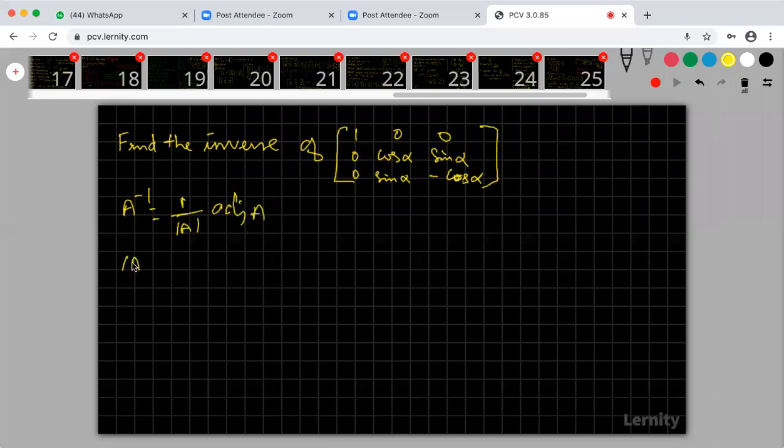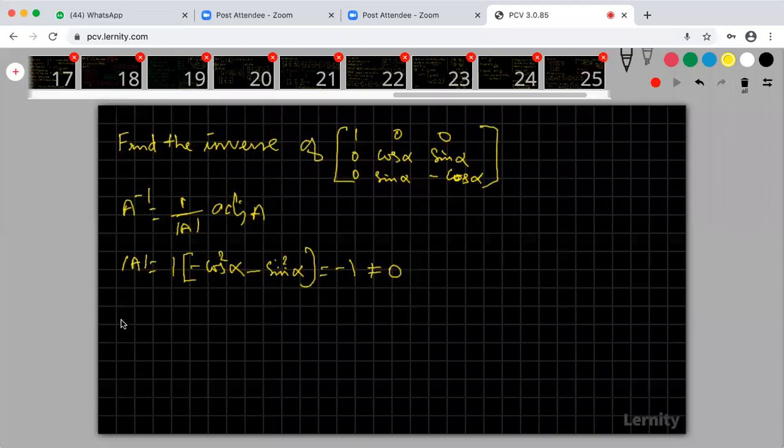What is determinant of A? First of all, find the determinant: 1 into multiplication of this, minus cos square alpha, and multiplication of these two with minus sin square alpha. Okay, minus take it outside. Here we will get minus 1 into cos square plus sin square, which is 1. So therefore the answer is 1 in magnitude. This is not equal to 0. Not equal to 0 means A inverse exists, that is, A is non-singular.